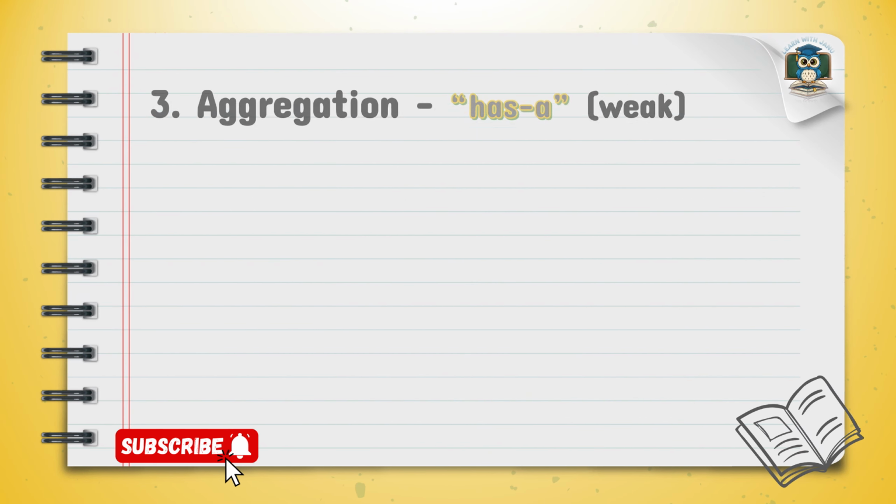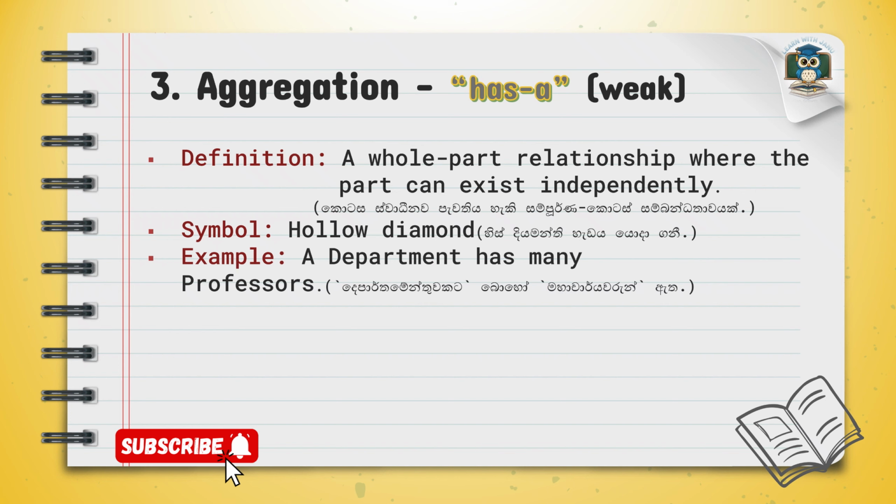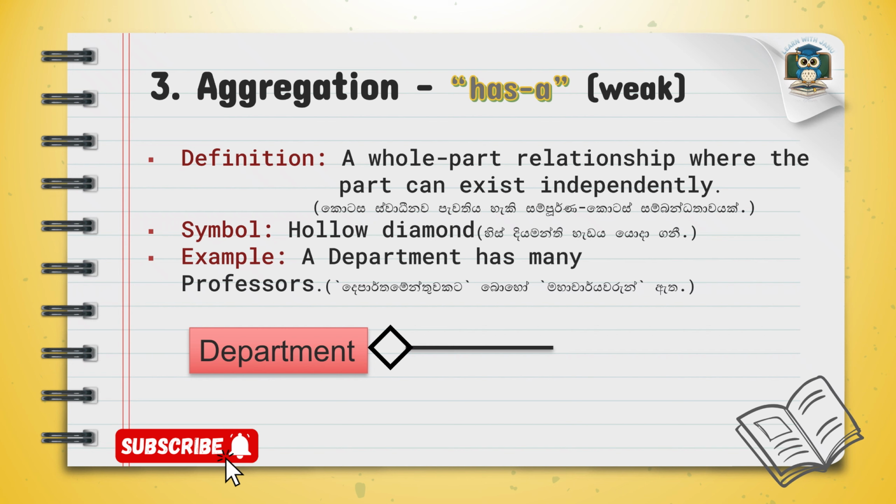It is an IS-A relationship. So let's see what the third one is. The third one is aggregation. We can call it a HAS-A relationship. It's a weak relationship. This is the definition of aggregation: a whole-part relationship where the part can exist independently. We are using the diamond symbol for this relationship. Let's take an example for the aggregation relationship: a department has many professors.